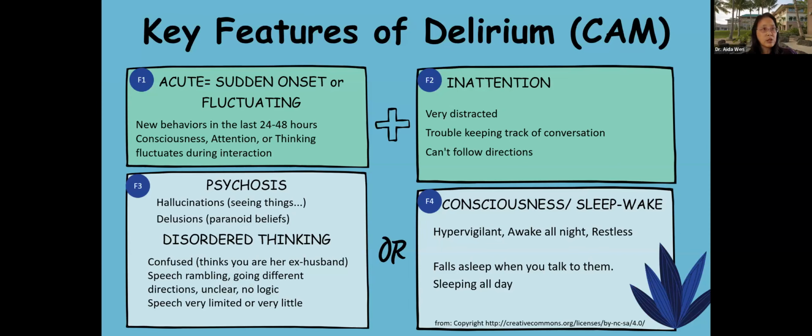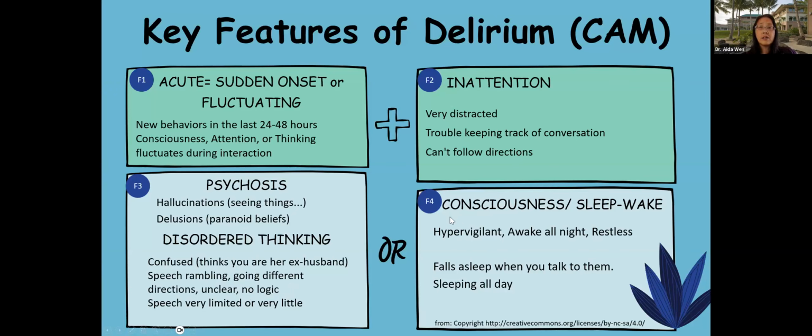The third feature is called psychosis. What is psychosis? It involves things like hallucinating. Hallucinations are typically seeing things that aren't there. And delusions are paranoid beliefs, or believing things that aren't true. Then disordered thinking is being very confused, thinking like you're her ex-husband or something like that. Or speech is rambling and going in all different directions. It's unclear, there's no logic, or there's very little speech going on.